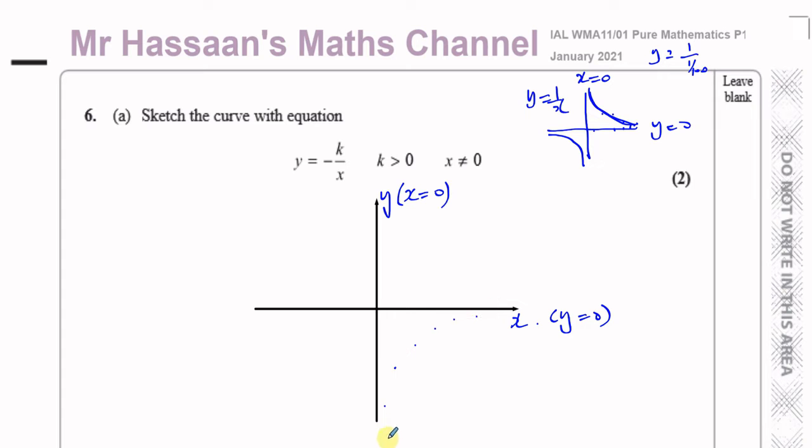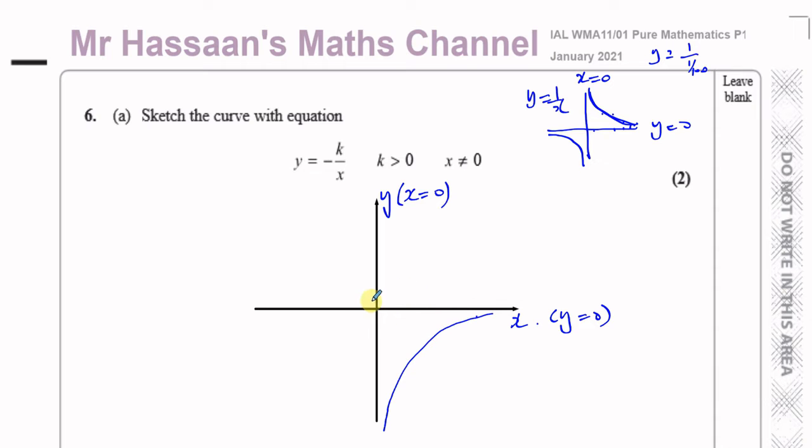So just to get the shape of it, it's going to look something like this, and it will never touch the y-axis, and it will never touch the x-axis. It'll have this type of shape. Okay, just to get an idea of its shape. We don't have to do an accurate sketch, but it has to have the right shape. This bit at the end shouldn't be there. It comes back down. It should be going closer to the x-axis without ever touching it, closer to the y-axis without ever touching it.